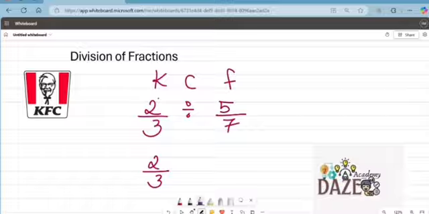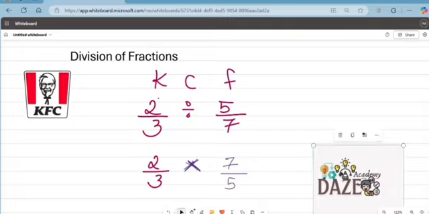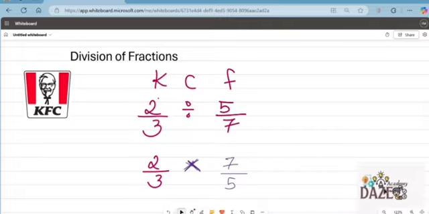So here I'm going to change this to multiplication. Let me write it a little bit this way. Okay. Flipping means doing upside down or doing reciprocal. So let's do it. 7 by 5. Now we do the direct multiplication. Denominator with denominator, numerator with numerator.